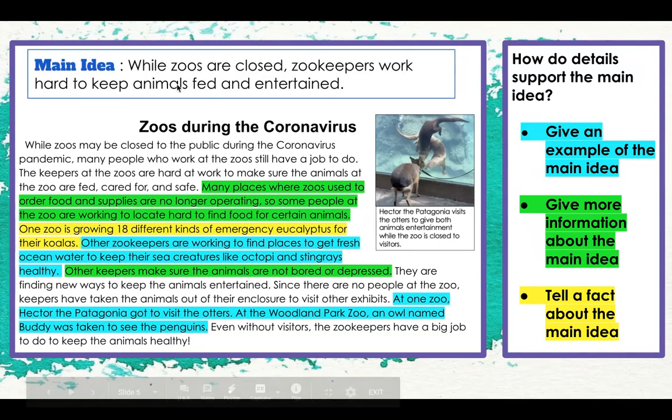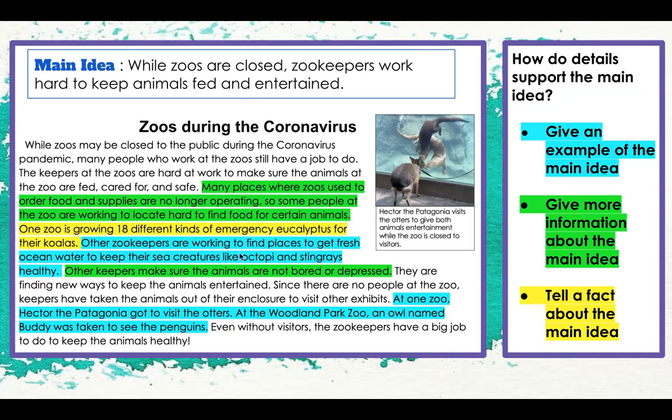So the main idea of this passage is that while zoos are closed, zookeepers work hard to keep animals fed and entertained. So these blue ones are an example of zookeepers working hard to keep animals fed and entertained when the zoo is closed. So let's read one.